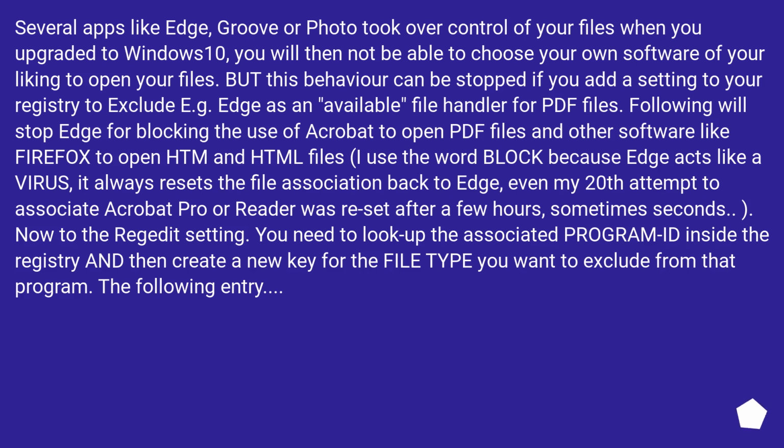I use the word block because Edge acts like a virus. It always resets the file association back to Edge. Even my 20th attempt to associate Acrobat Pro or Reader was reset after a few hours, sometimes seconds. Now to the registry setting. You need to look up the associated program inside the registry and then create a new key for the file type you want to exclude from that program.